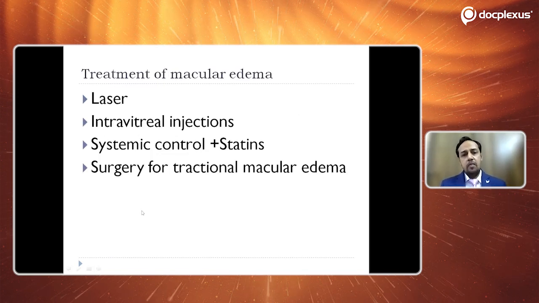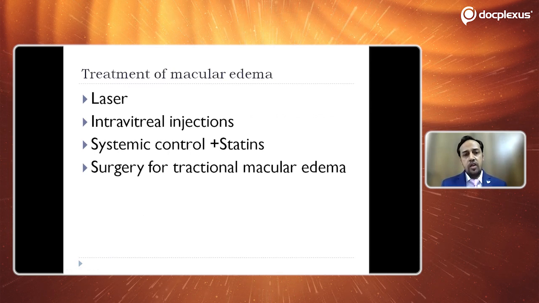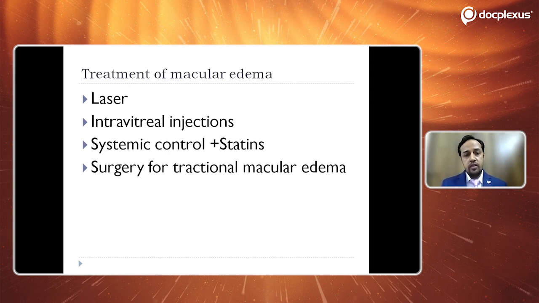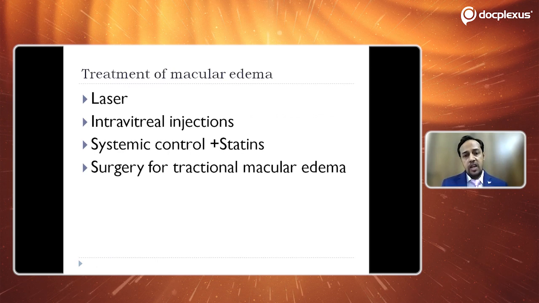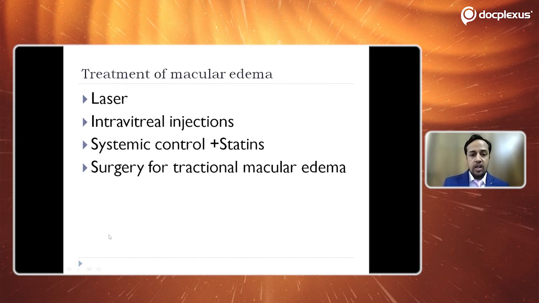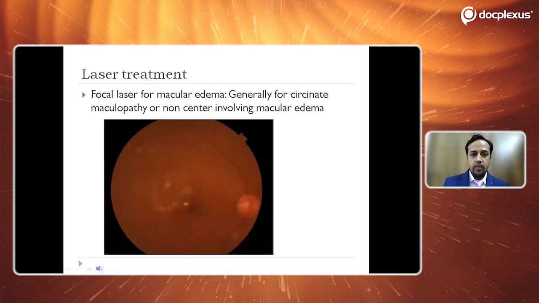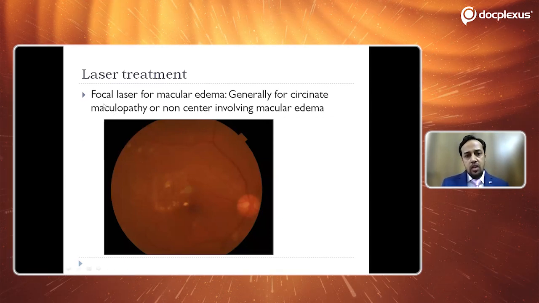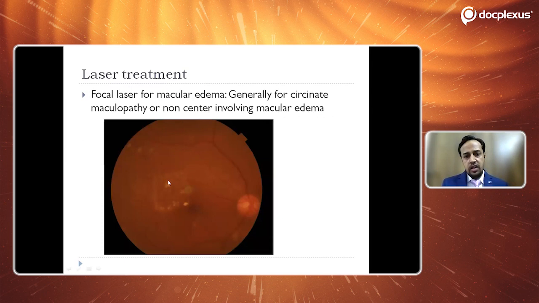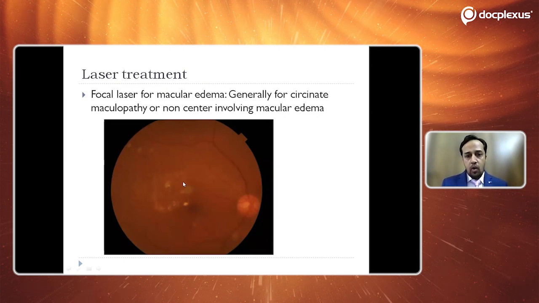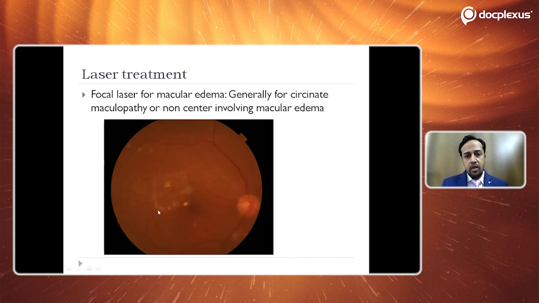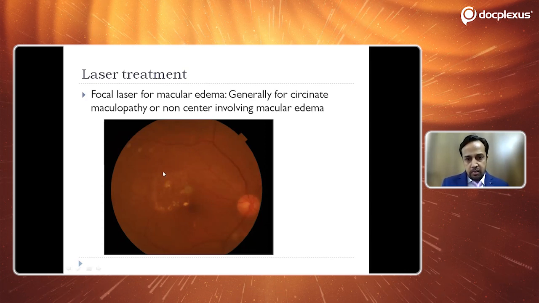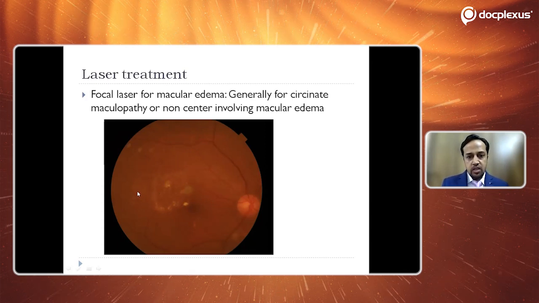Now, the treatment of macular edema, the various choices are laser treatment and intravitreal injections. Of course, we cannot overemphasize the role of systemic control, as well as we need statins. And in certain cases, if there is a tractional macular edema, we need surgery. So for laser treatment of macular edema, the first one is the focal laser. Focal laser is generally done if we have a circinate ring of hard exudates, or if there is a non-center involving macular edema. Like here, we are seeing this circinate ring of hard exudates. So we have applied in this limited area these laser spots to prevent leakage.